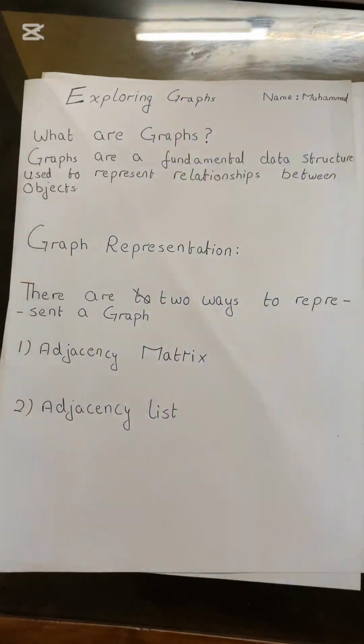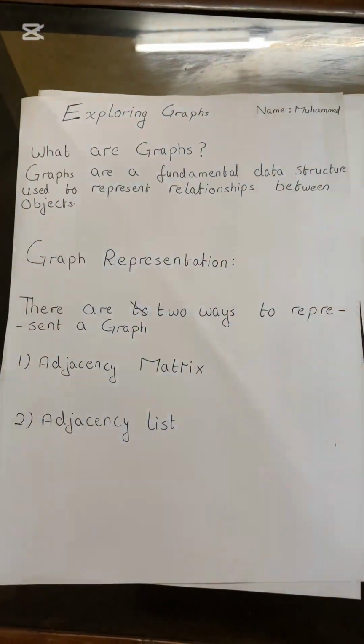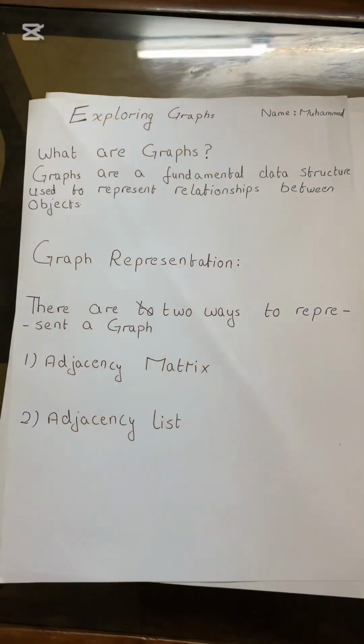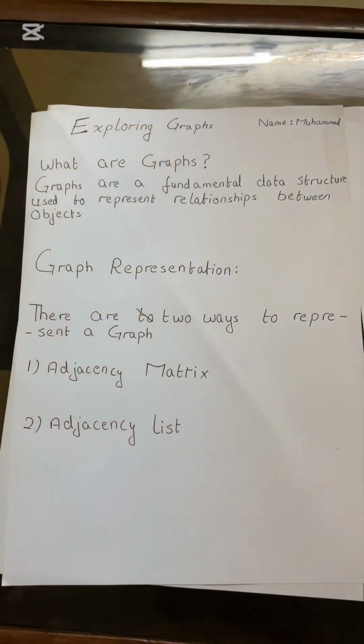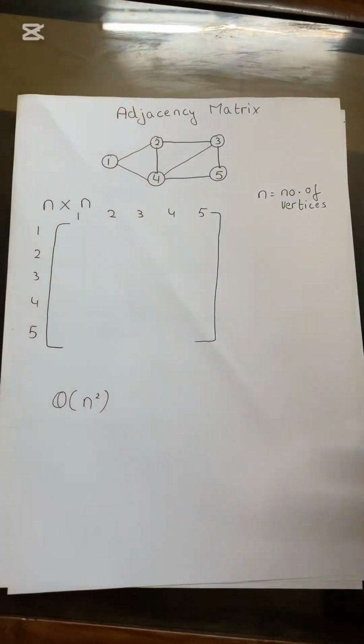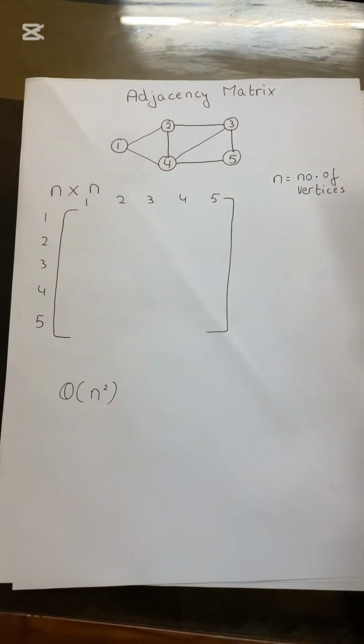Then let's talk about the representation of these graphs. There are two ways we can represent a graph. The first one being adjacency matrix, the second one adjacency list. First of all, we'll start with adjacency matrix. Here is a graph given to us.